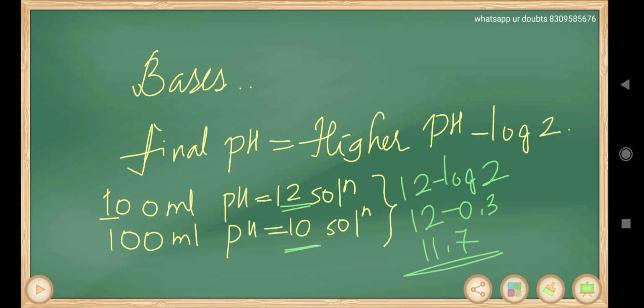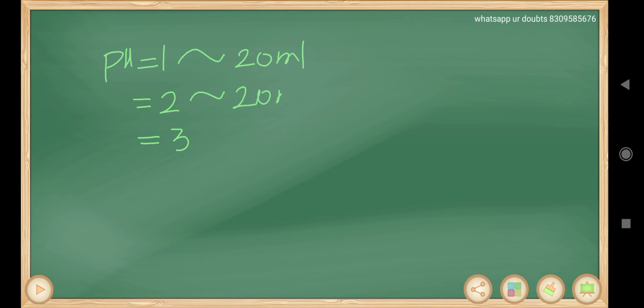For acids, lower pH plus log 2. For bases, higher pH minus log 2. One more interesting line is, for example, you have pH is equal to 1, pH is equal to 2, pH is equal to 3. This is 20 ml. It is again 20 ml. It is one more 20 ml if we are having. Now 3 we are mixing.